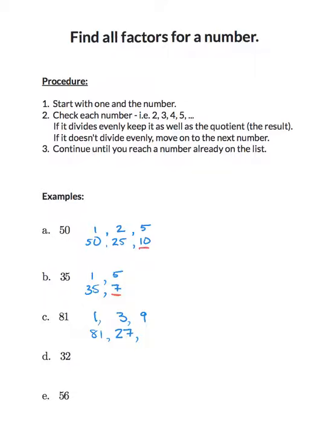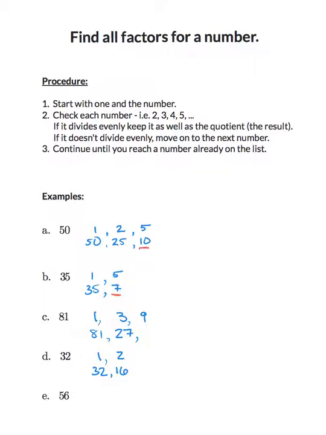2 more examples. Let's look at example D. Example D, we have 32. Starting with 1 and the number, we have 1 and 32. From there, let's go ahead and divide by 2. 32 is divisible by 2, and if you divide 32 by 2, you get 16.